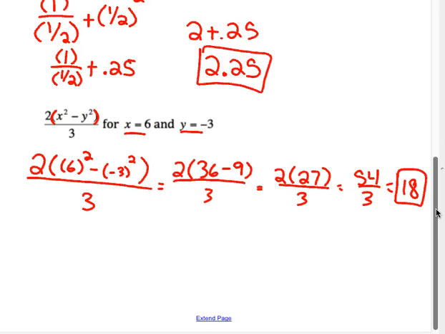Okay, so again, all it is, is being very diligent with the order of operations and remembering those extra parentheses for me.